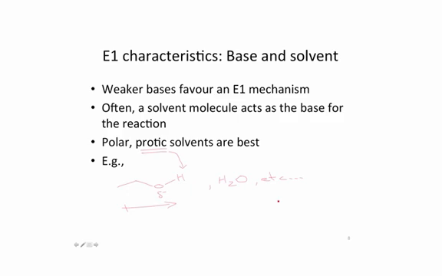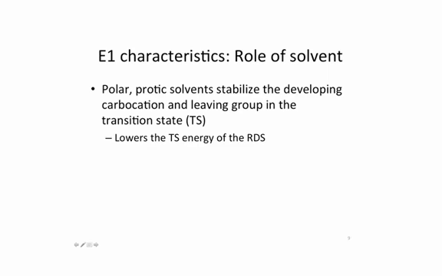The solvent has the role of the base and has another role in the reaction as well. Polar protic solvents can stabilize the developing carbocation and the leaving group in the transition state. Remember that in the transition state, the leaving group is starting to break away. Its delta plus carbon is becoming a carbocation, and carbocations are unstable.